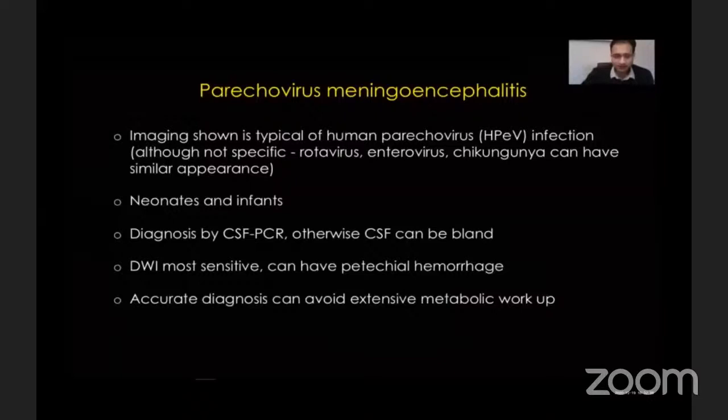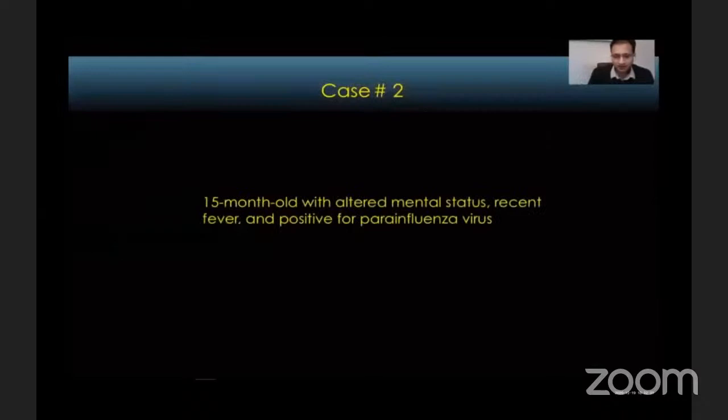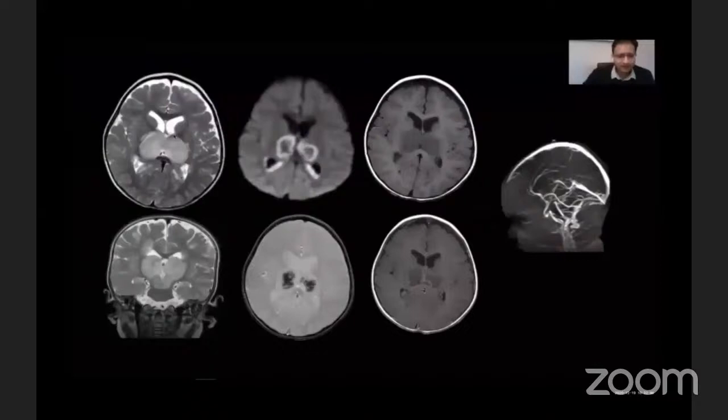Moving on to the next case, it's a 15-month-old child who presented with altered mental status, recent fever, and a throat swab positive for parainfluenza virus. On the axial and coronal T2-weighted MRI images, we see these expansile areas of T2 hyperintensity involving bilateral thalami, and also there is involvement of some corona radiata and the white matter structures. On the diffusion weighted images, there is restriction mainly along the periphery of the thalamic lesions, with additional diffusion restriction in the splenium of the corpus callosum and the periventricular white matter.